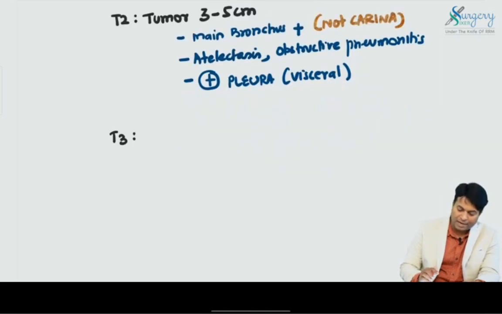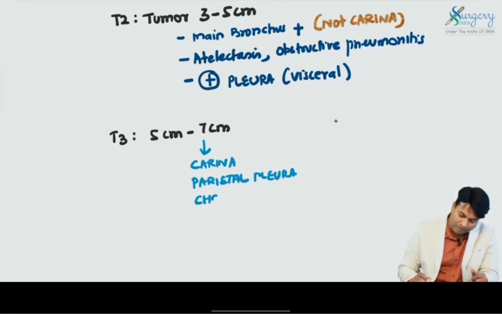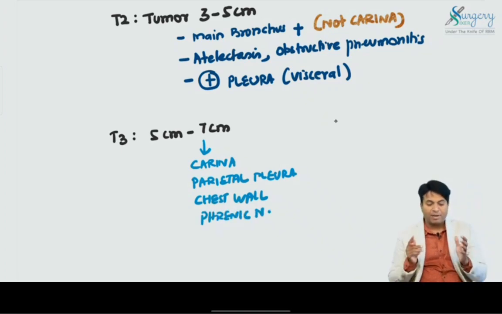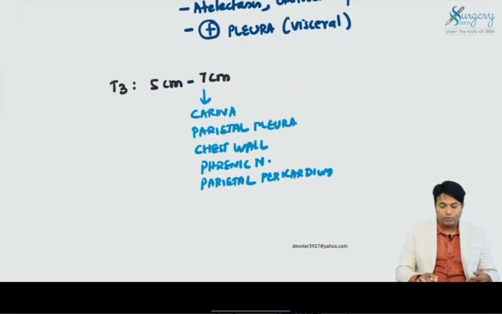T3 is more than 5 centimeters up to 7 centimeters. Here, everything which I told you was not involved previously will be involved. It will involve the parietal pleura, the chest wall, and the phrenic nerve. So everything I told you was not involved in the previous staging will be involved here. It involves the chest wall, parietal pleura, and also the parietal pericardium. So this is 5 to 7 centimeters.